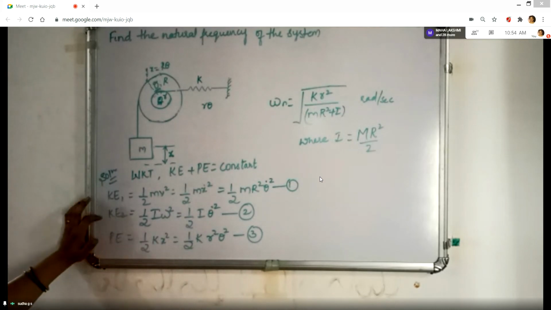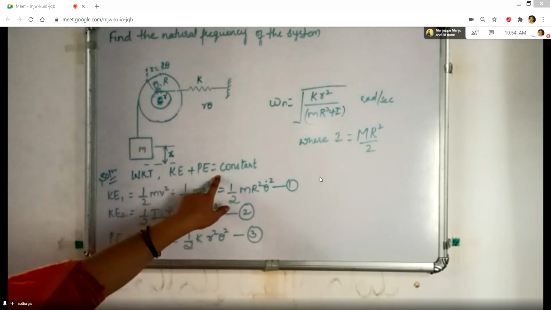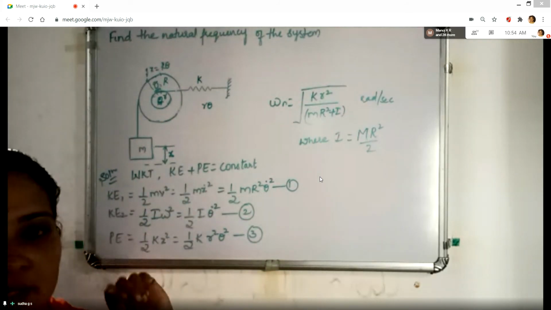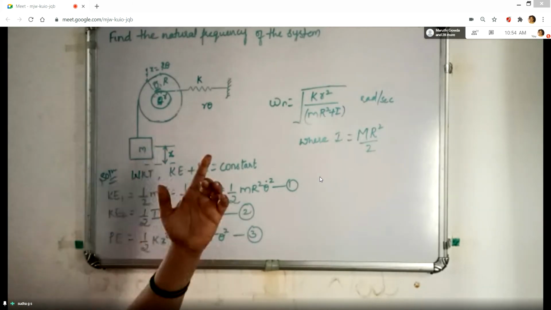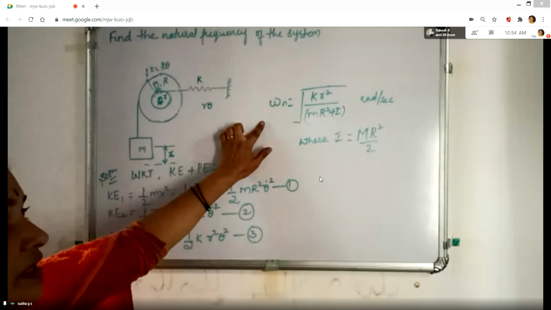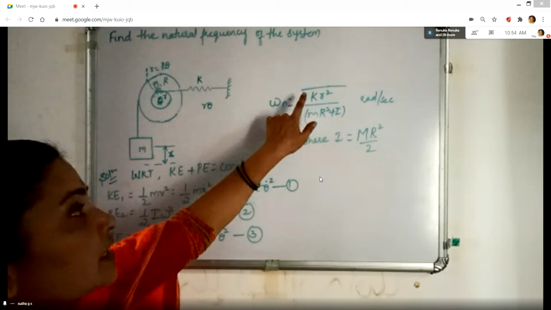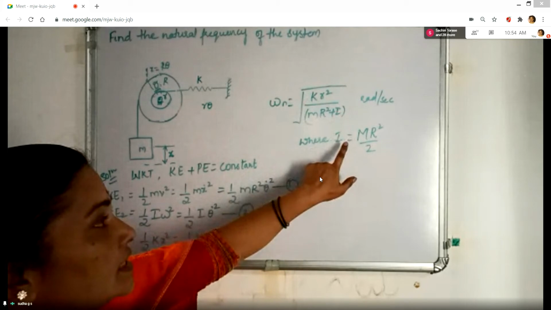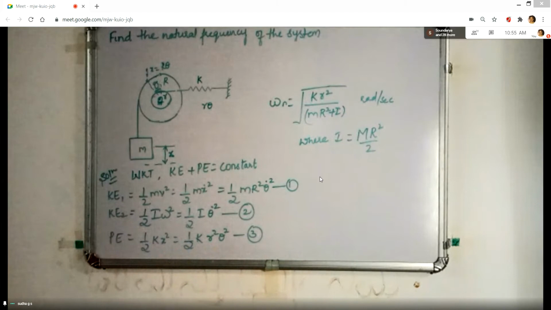Because the equations are written, you can check your equations whether they are correct. If they are correct, put it in this equation. Differentiate with respect to t. 2 cancels. Theta dot cancels. Take common term theta double dot. Compare it to the standard equation where you get the natural frequency omega n equal to under the root k r square divided by m r square plus I, where I is the mass moment of inertia, which is equal to m r square by 2. Unit of natural frequency is radians per second.